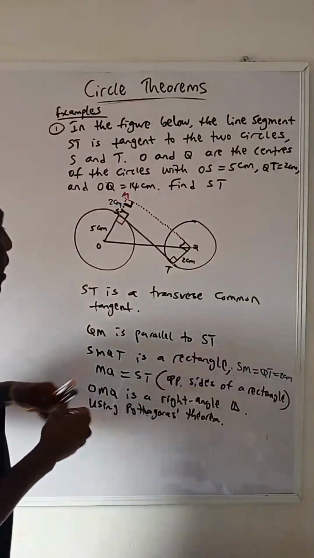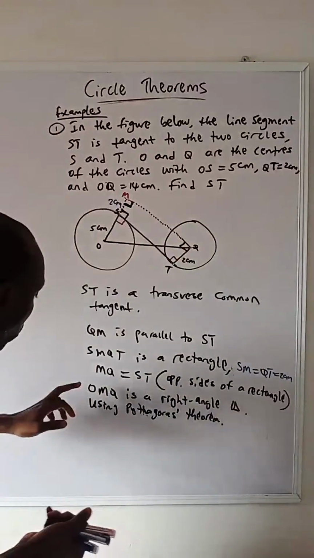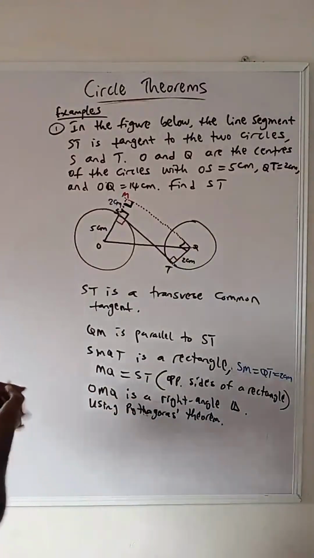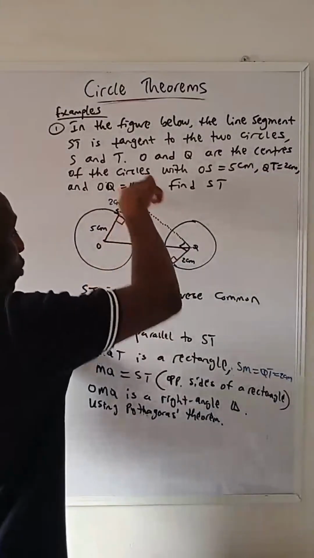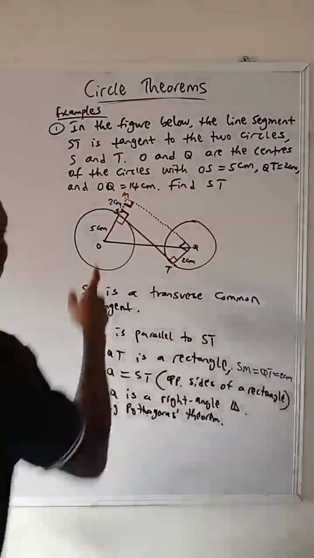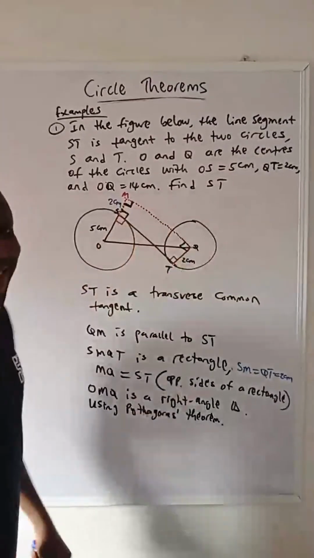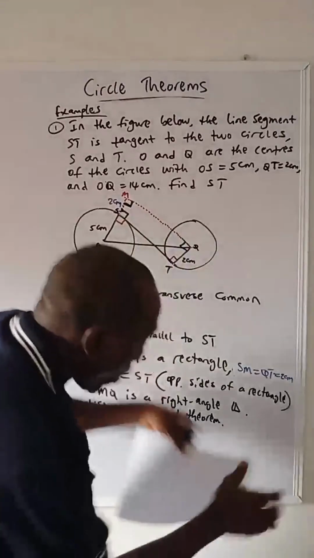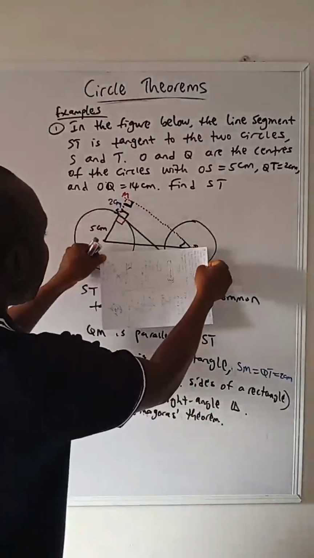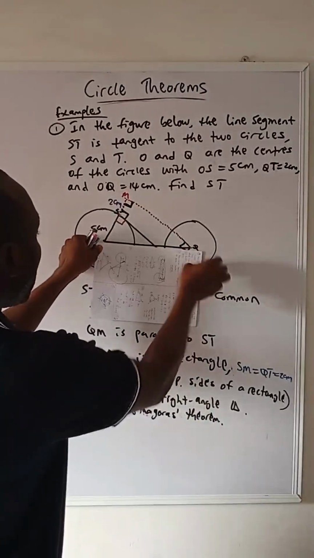You see that now? What am I trying to work with? OMQ is a right angle triangle. Where is that? From O to M to Q. You see that? From O to M to Q is a right angle triangle, and that's what we are working with. I'm working with this triangle.